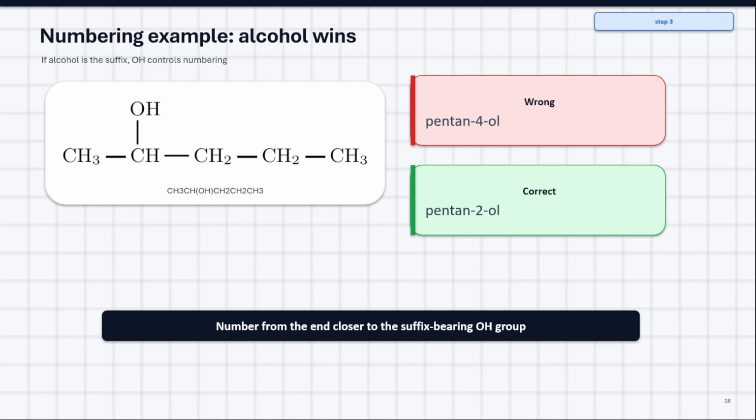If we count from the left, the OH is on carbon 2. If we count from the right, the OH would be on carbon 4. Since the OH is the suffix-bearing group, it must get the lower number. So the correct name is pentan-2-ol, not pentan-4-ol. This is a clean example of priority beating a random numbering direction.